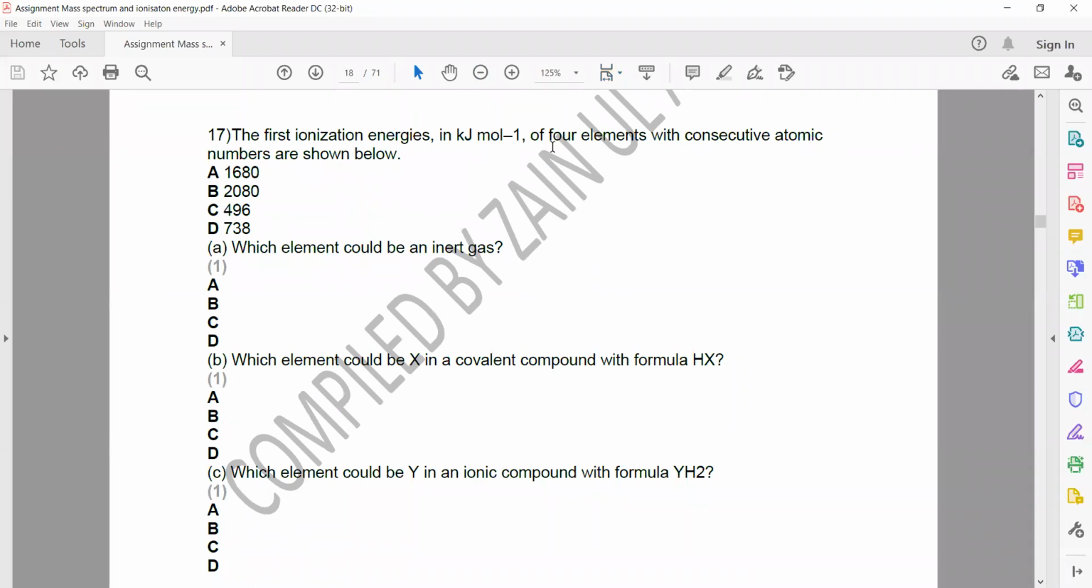So in this question, the first ionization energies in kilojoules per mole for four elements with consecutive atomic numbers are shown. So with consecutive atomic numbers, what is the idea? When you have group 1, group 2, group 3, group 4, 5, 6, 7, and 8.